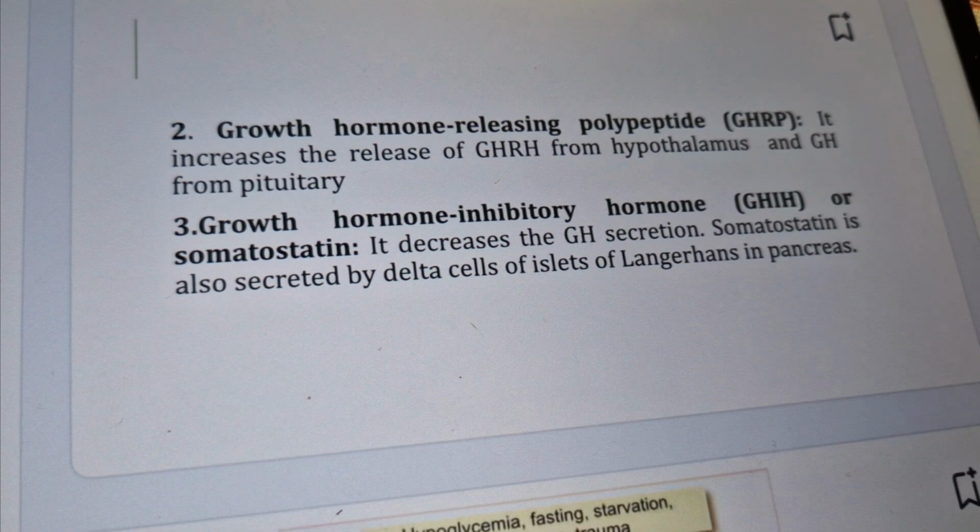Then growth hormone releasing peptide. It increases the release of growth hormone by acting on the hypothalamus, which in turn acts on the anterior pituitary to release the growth hormone. This is the growth hormone releasing peptide. And the growth hormone inhibitory hormone, that is somatostatin, decreases growth hormone secretion. Somatostatin is secreted by the delta cells of the islets of Langerhans of the pancreas. You know, alpha cells secrete glucagon, beta cells secrete insulin, and delta cells of the islets of Langerhans of the pancreas secrete somatostatin, which inhibits growth hormone release from the anterior pituitary.